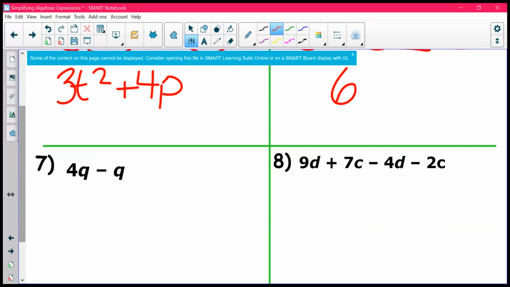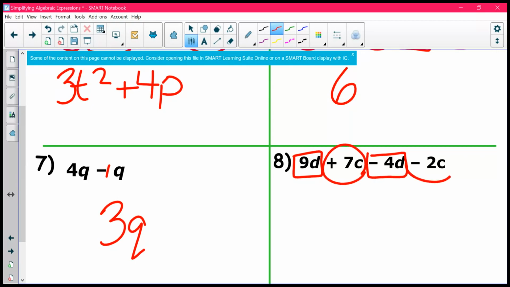For number 7, 4q minus 1q is 3q. And number 8, we have our d's, and we have our c's. 9 plus negative 4 is 5d, and then 7 plus negative 2 is 5.